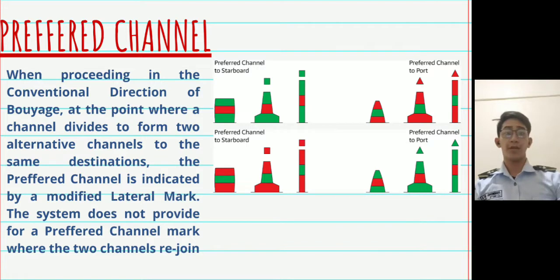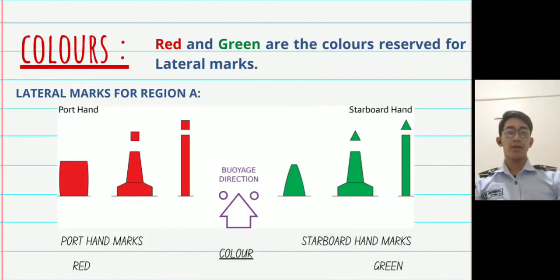This channel is found at the point where a channel divides into two channels to the same destinations. This is when proceeding in the conventional direction of buoyage. The preferred channel is represented by a modified lateral mark, however, the system does not provide a mark where two channels rejoin. So the next is the colors involved in the indication of lateral marks.